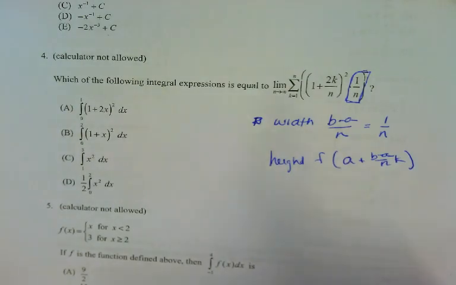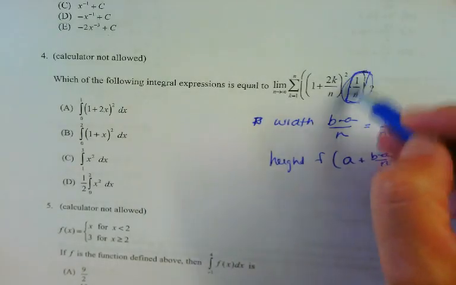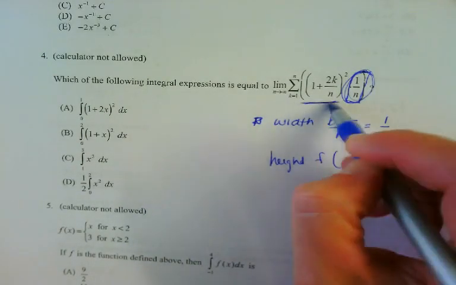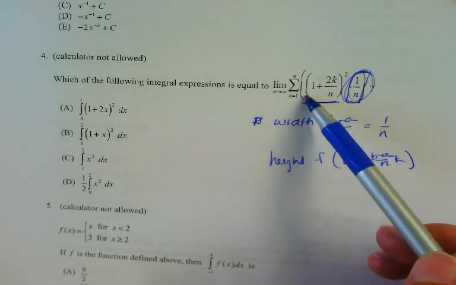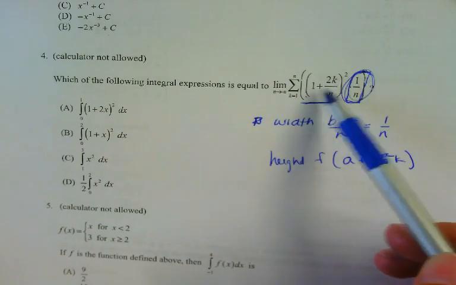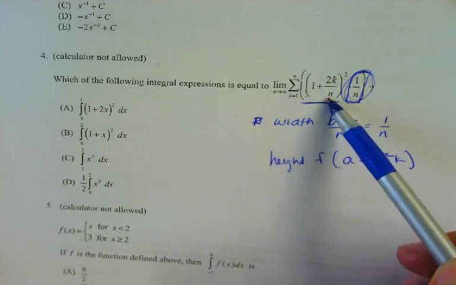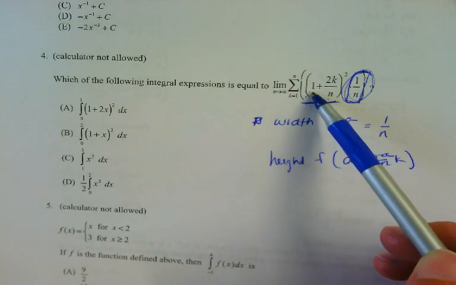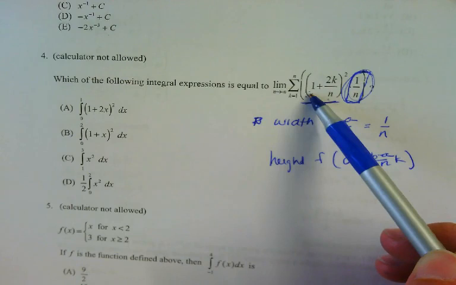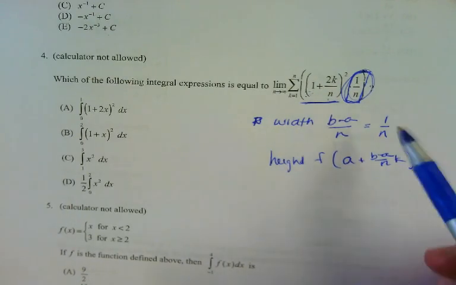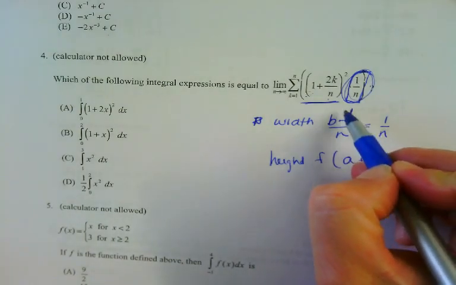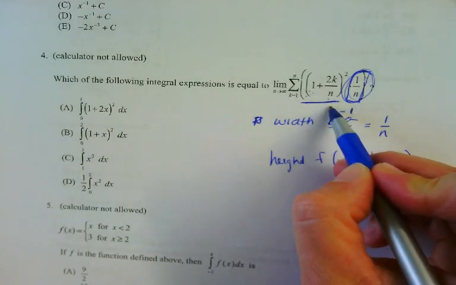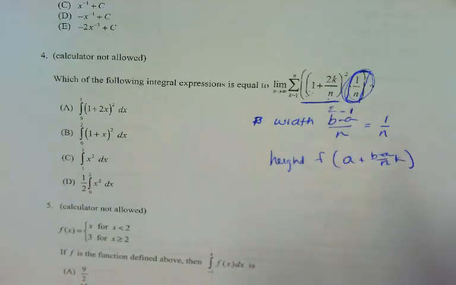Keeping in mind that this is the width that I'm staring at here, so this represents the height, I've got a plus 1 plus 2k over n. So I know my a value is a 1. I'm going to keep that in mind. I know my a value is a 1. And if my b minus a over n is equal to 1 over n, that means my b value would have to be a 2.